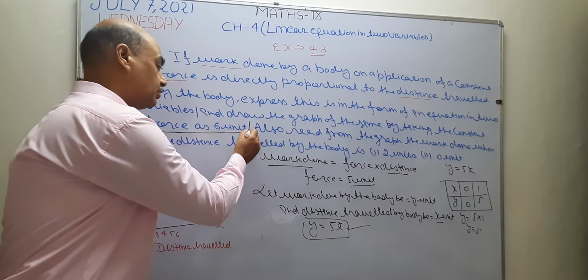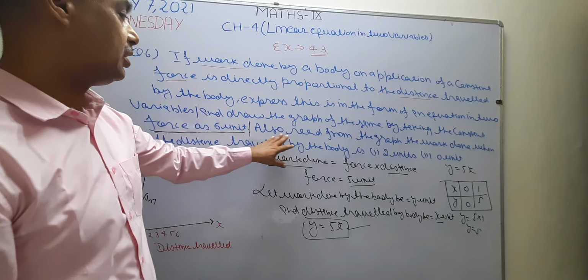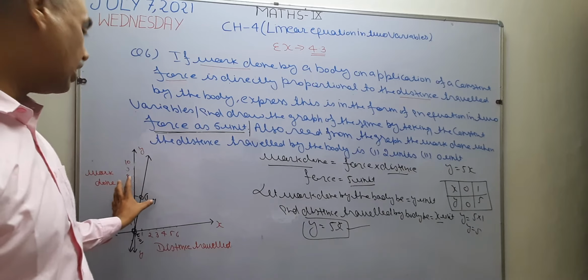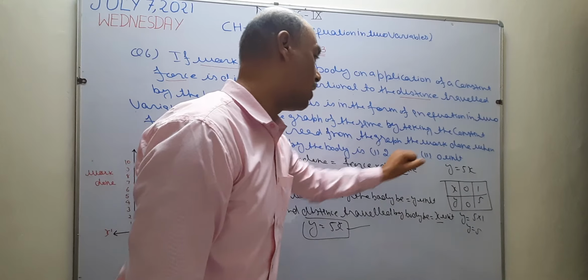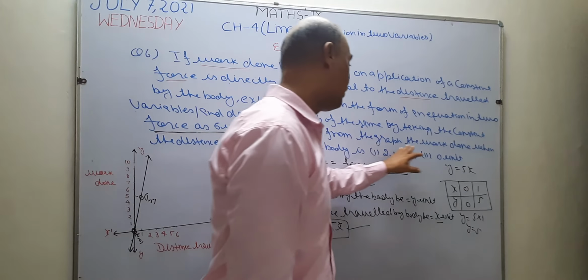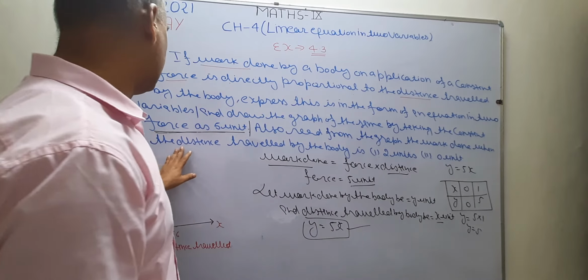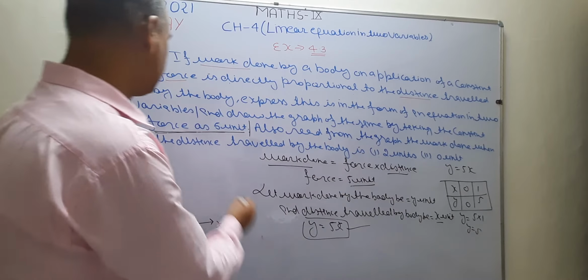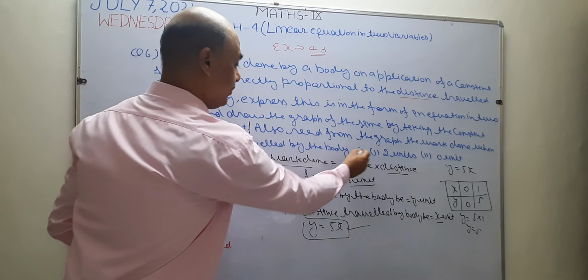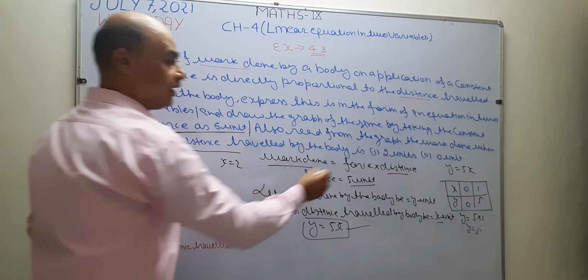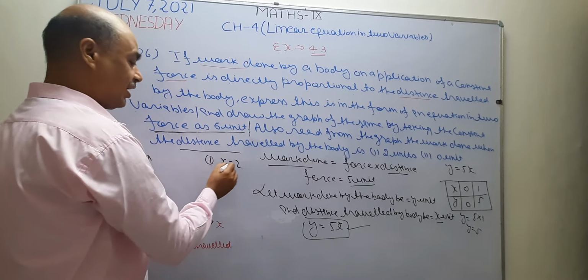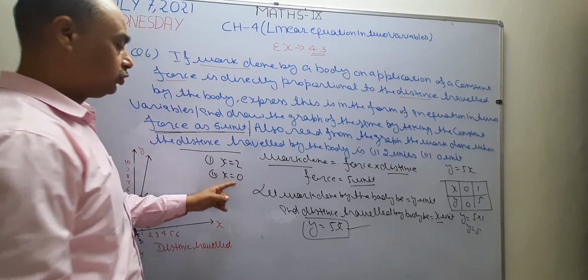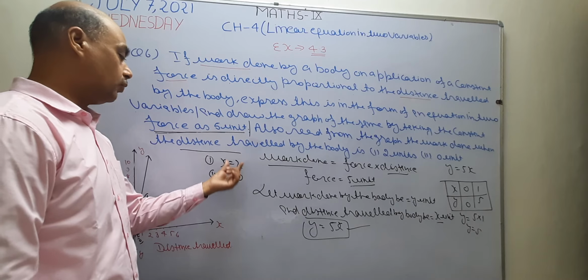Now see, one more thing is there. After drawing the graph, the next question is also read from the graph. It means I'm going to use this graph for solving these 2 parts. Also read from the graph work done when the distance traveled by the body is 2 unit. This is the value of x, and second part, in first time value of x is 2, in second time value of x is 0. I want to check the value of these 2 on the graph line.